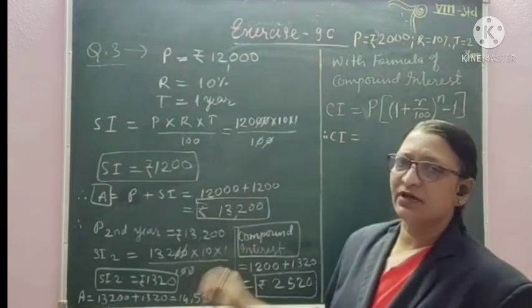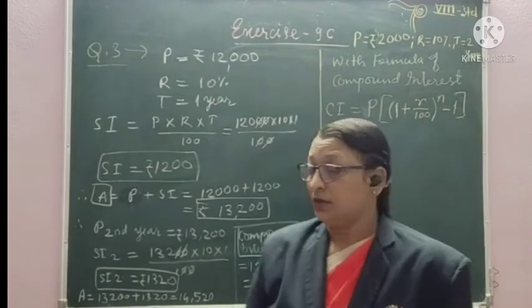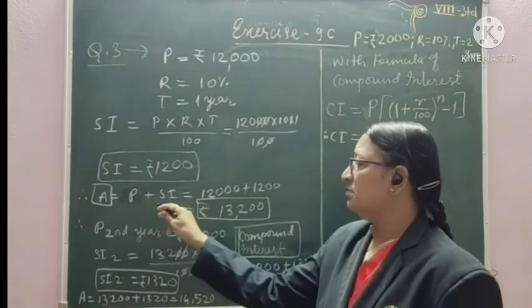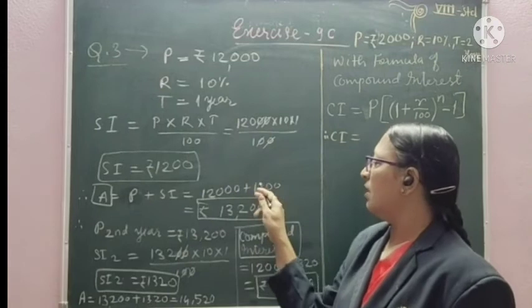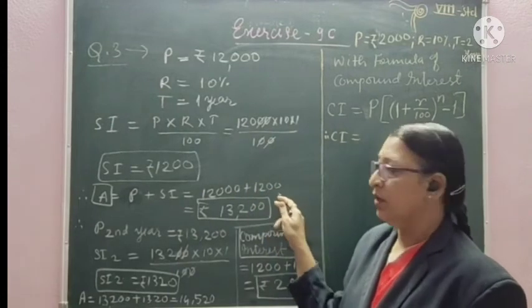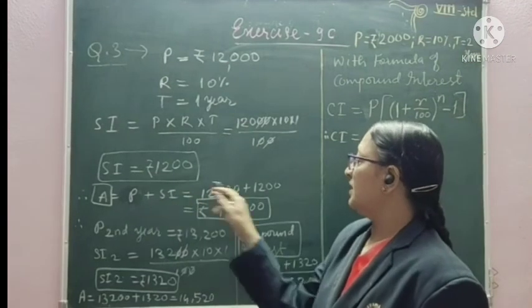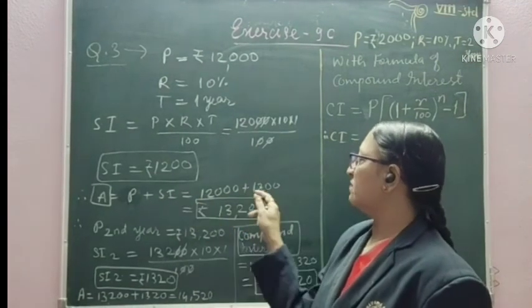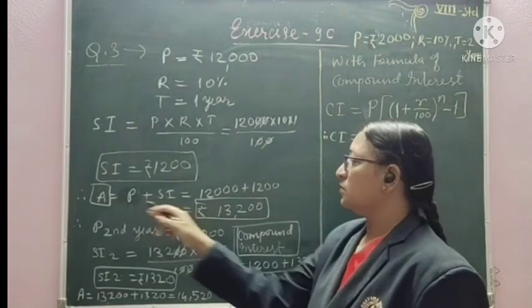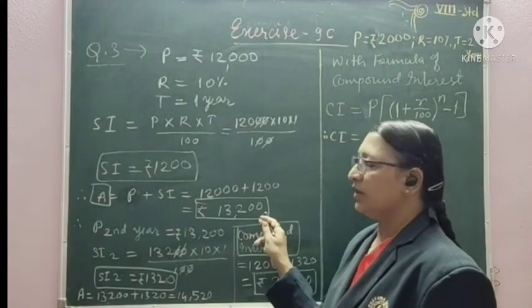Now from this simple interest we can calculate amount. Amount is equal to principal plus simple interest. Principal is 12,000 and simple interest we calculated 1,200. So amount is equal to 13,200 rupees.